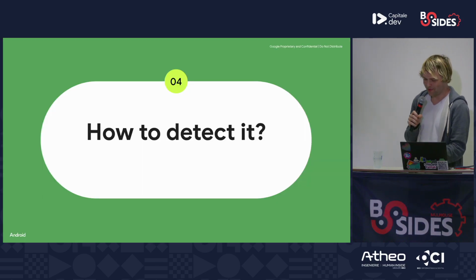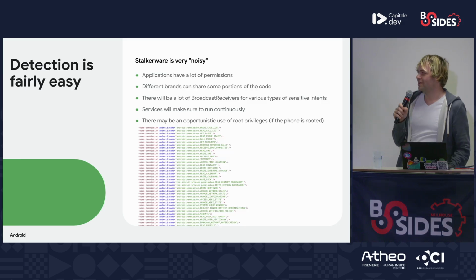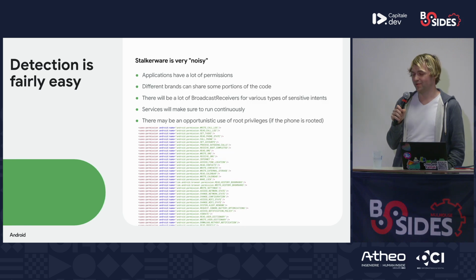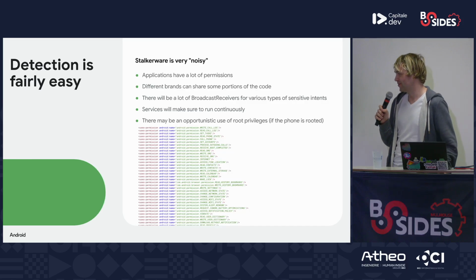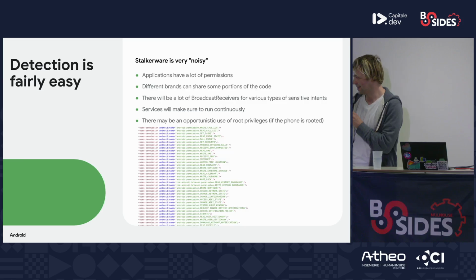Now let's talk about the detection. As you can imagine, because I've already kind of alluded to it, the detection is fairly easy. These apps will have a ton of permissions. There is no app that you have on your phone that's not a system app that needs all of this.